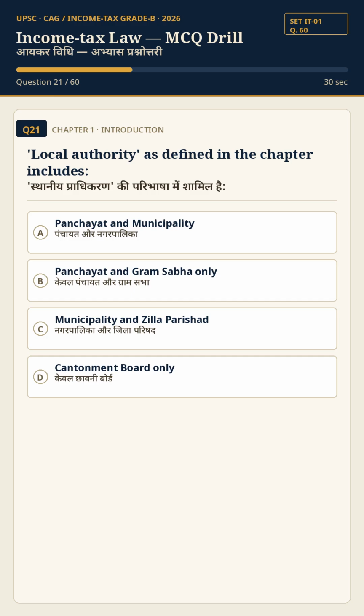Question 21. Local authority as defined in the chapter includes the correct answer explanation, committee, district board, and cantonment board.